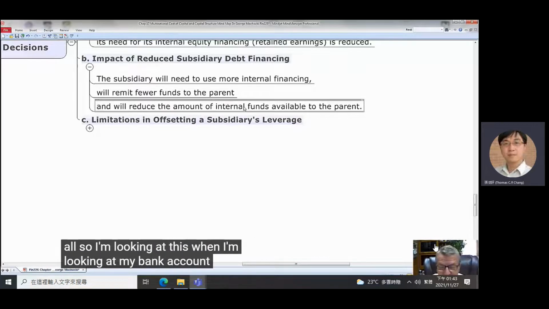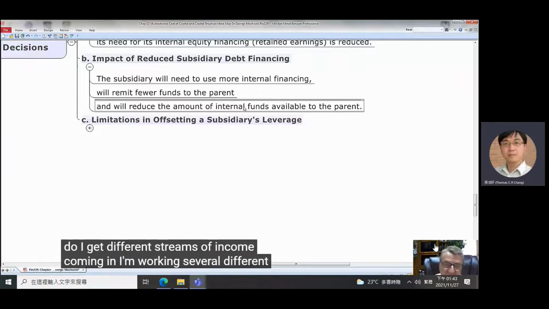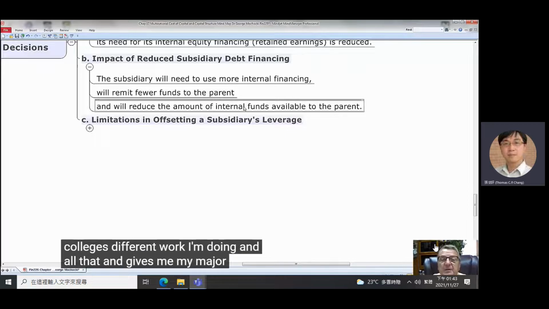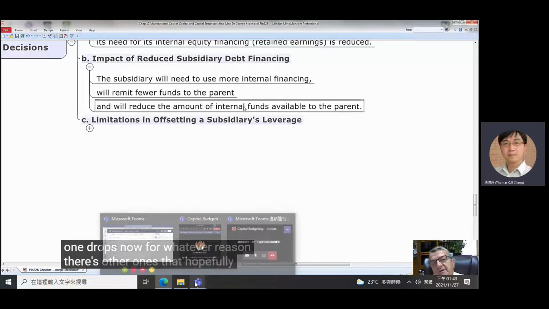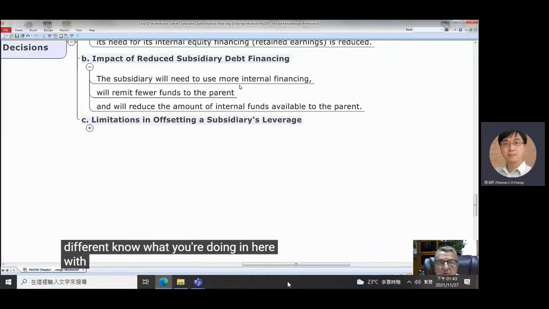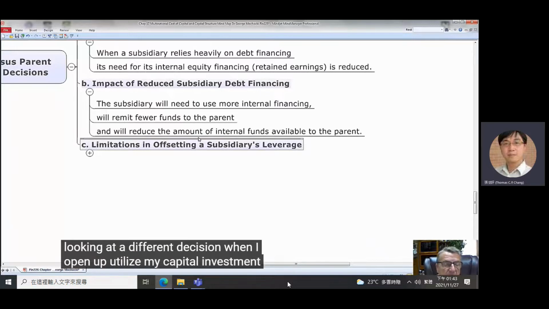I'm looking at my bank account just like I do. I get different streams of income coming in. I'm working at several different colleges, different work I'm doing, and all that gives me my income. If one drops down for whatever reason, there are other ones that hopefully will pick up, or one I'm ready to get rid of, and I try to find a substitute. It's no different than what you're doing here with different subsidiaries, but you're looking at different decisions when I open up and utilize my capital investment cash.